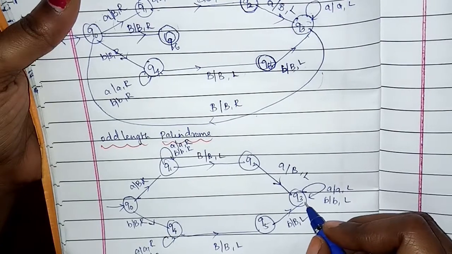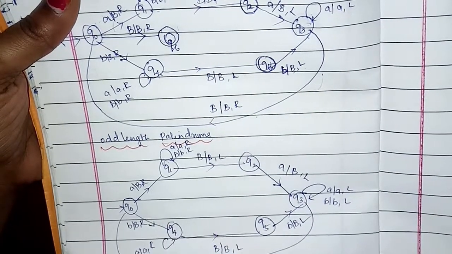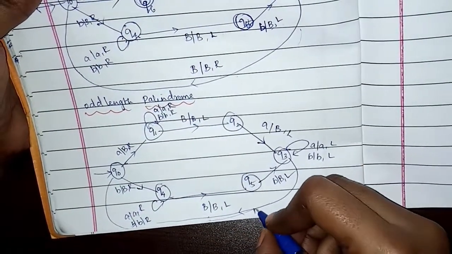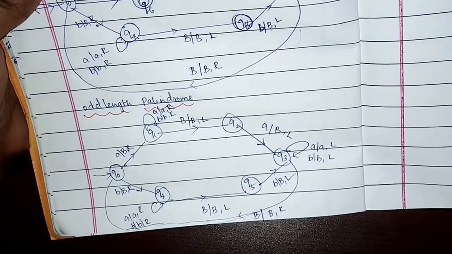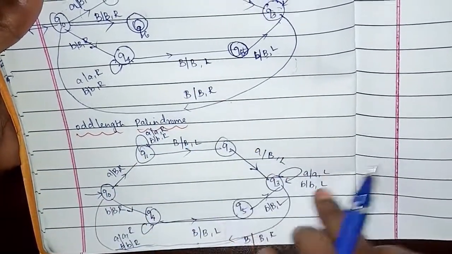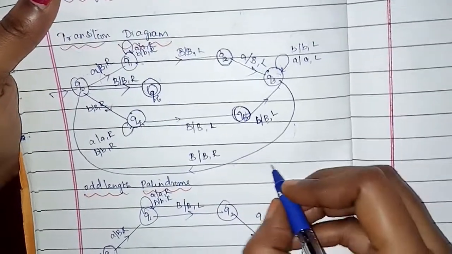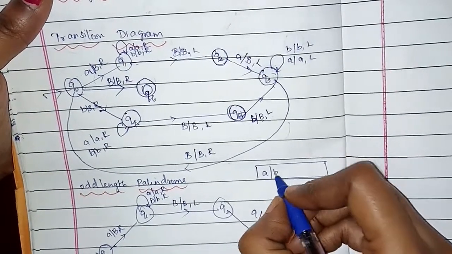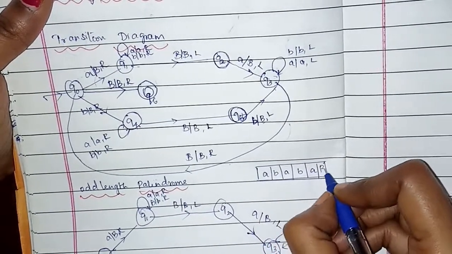Okay, similarly, in the same way it has to be done. See, now everything is the same except the final state. See, I'll tell you what will happen. For example, if my palindrome is A, B, A, B, A, right? All are blank symbols over here.